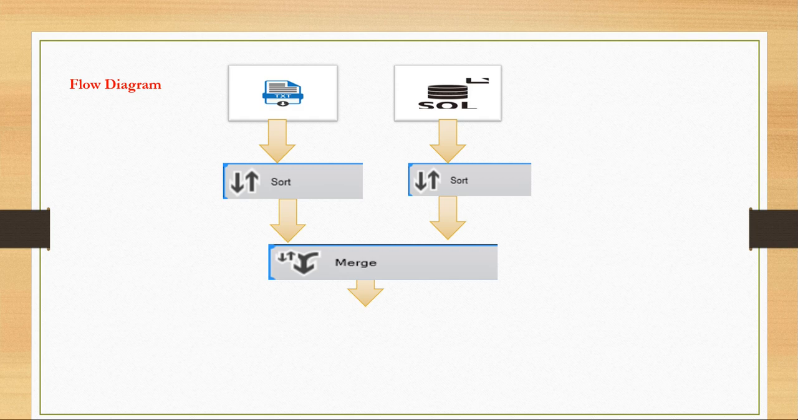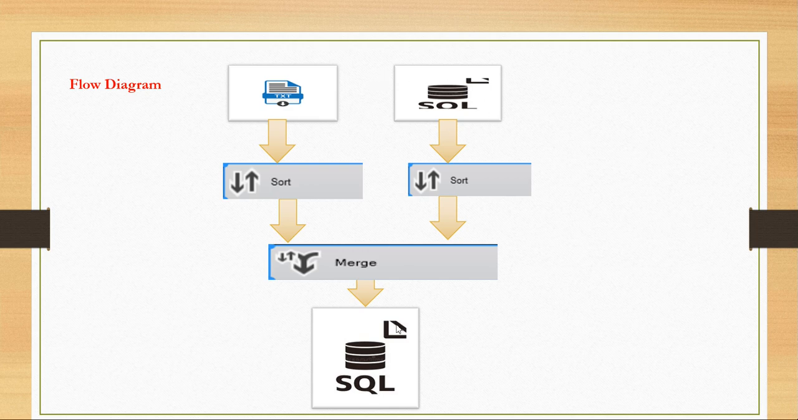I'm just showcasing the flow diagram so you can easily understand. For example, I have data in the text file and also I have data in the SQL Server table. Now I just need to merge these two inputs. I have a scenario like this. I need to merge these two inputs.